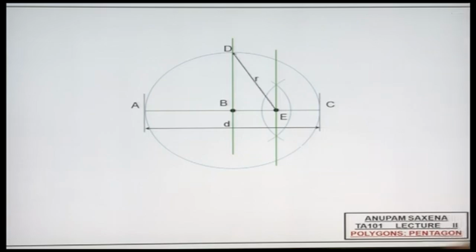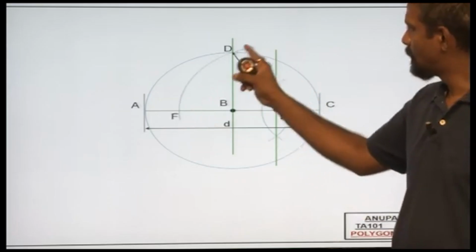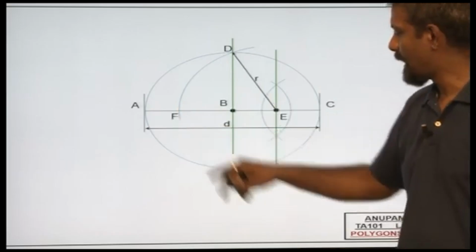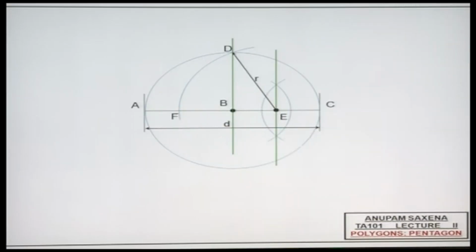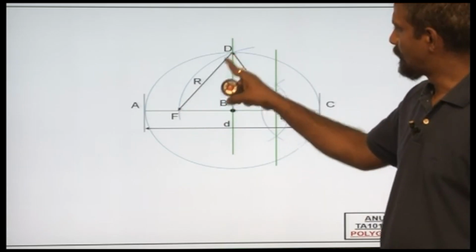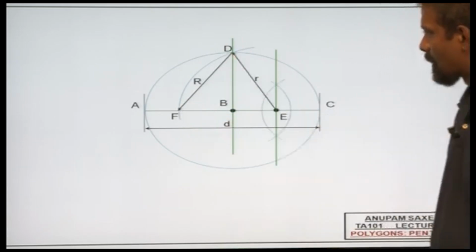Let us say this is of magnitude R. Now, with this distance and with E as center, we are going to be drawing an arc which is going to be cutting the line segment AC at F. Now, this length over here, let us say this is capital R.